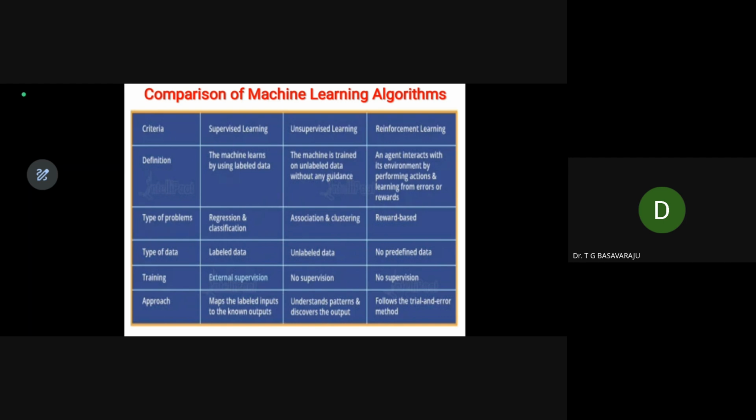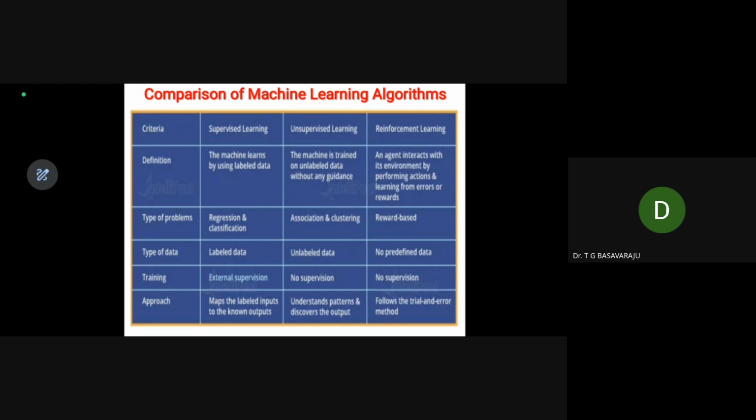So a generic comparison of machine learning algorithms has been listed in this particular slide. So you can see that machine learning algorithms in supervised learning, it will have the label data, and regression and classification are the two types of problems it is going to address, and external supervision will be the training type, and approach would be map the labeled inputs to the known outputs.